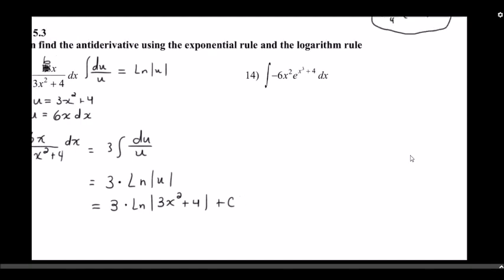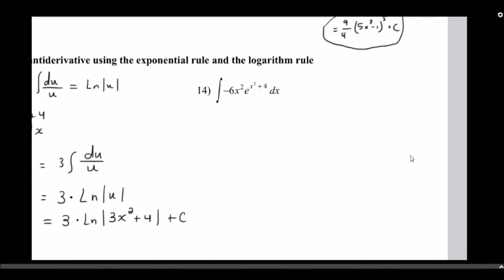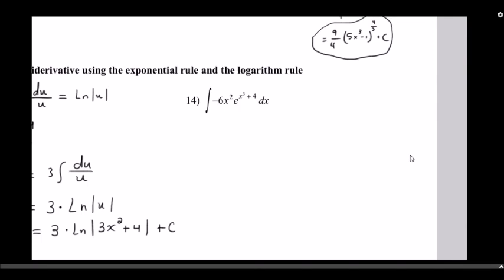Question 14. What we're going to try to set up here, since we already have the exponential term there, is a situation where we have the integral of e to the u du, which is just equal to e to the u plus c. So here we're going to have our e to the u term, so u is going to be the exponent, so u is going to equal x to the third plus 4, which means that du is equal to 3x squared dx.